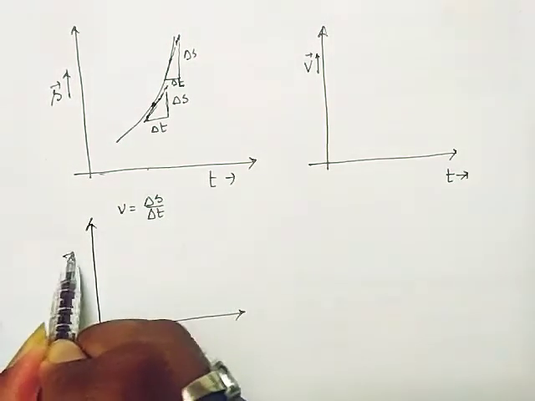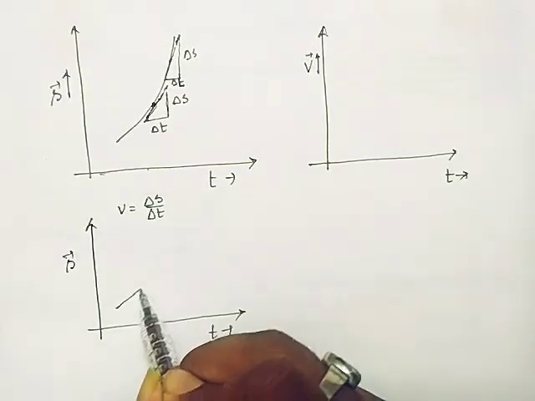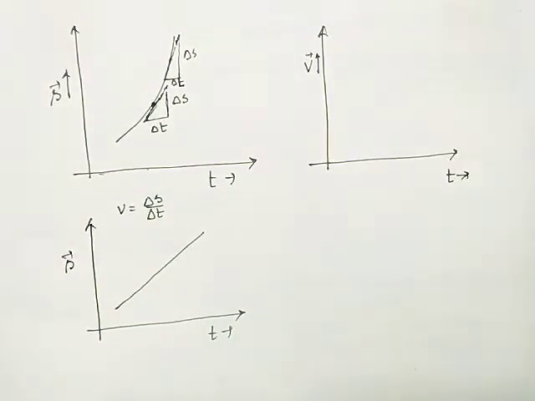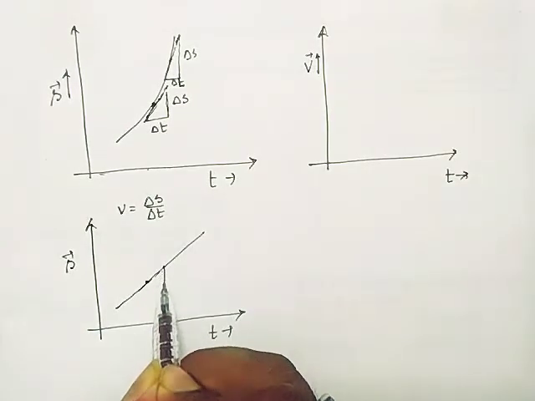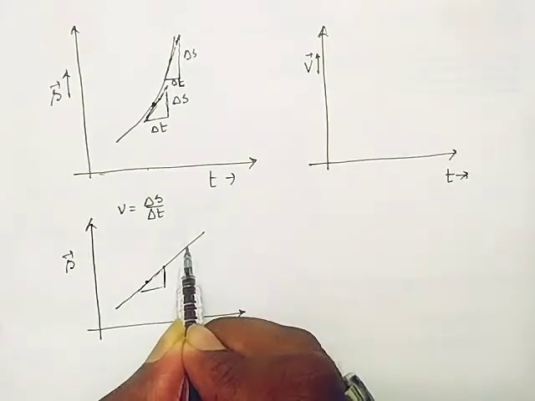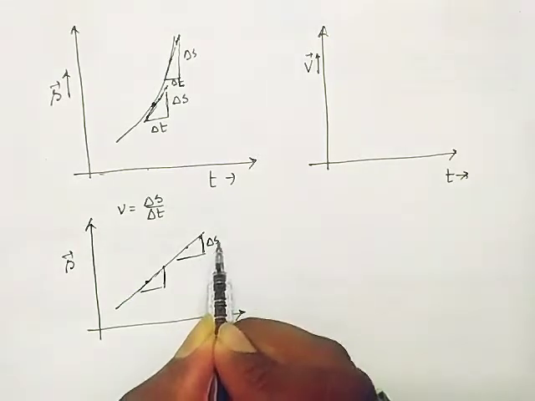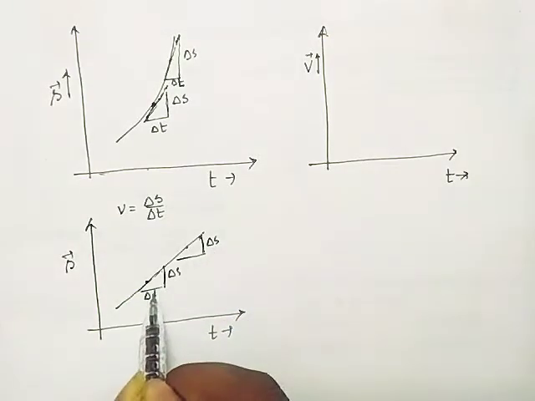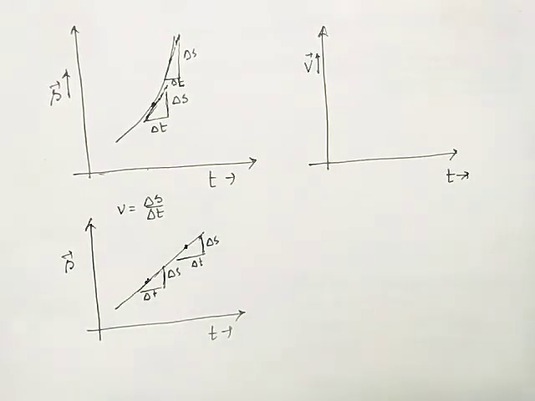If I plot this S versus T curve as a straight line, then wherever I want to take the slope, I have to draw the tangent. Wherever I take the slope, the same triangle forms everywhere. So del S and del T taken at each and every point on this curve are the same. So we can say the particle or object is moving with uniform velocity.